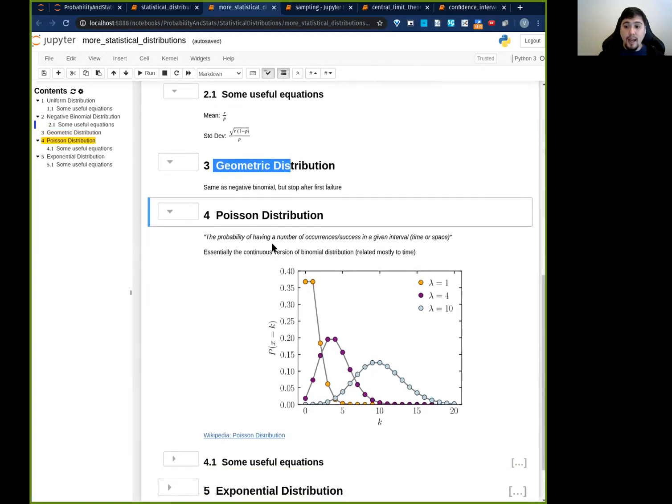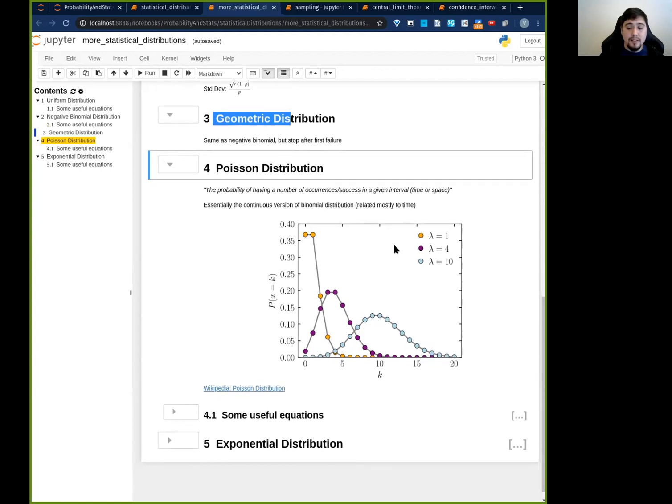Poisson distribution. Like I said, it's kind of like the continuous version of this. It's the probability of having a number of occurrences or successes in a given time interval or space. A classic one of this is how many people will walk through the store over the next 30 minutes. There's a continuous amount of time, and there's a probability of having 29 people walk in the store or 30 people walk through the store. What are the chances of this happening? And you can use prior data to get this distribution.